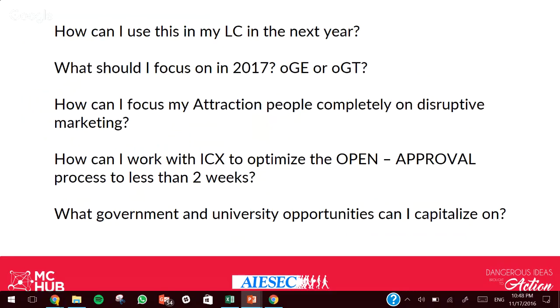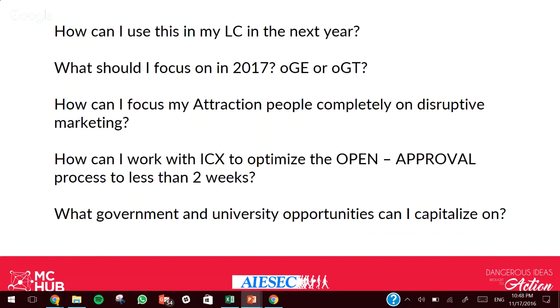Also, the last thing is to think about what's going on in my state, in my city, in my university. What opportunities are happening? What are their priorities? What is my university really focusing on in the next year? What is the government in my state really focusing on in the next year? And how can I capitalize on that?